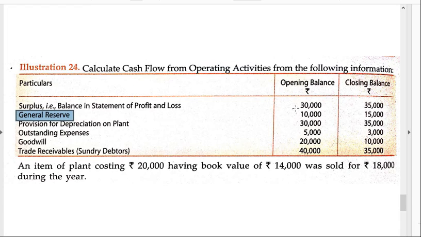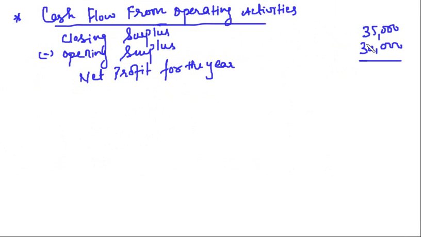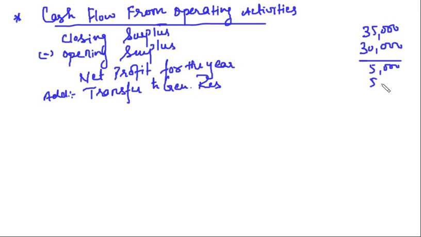See the amount. Opening balance was 10,000, closing is 15,000. That means during the year you have transferred an amount of 5,000 to reserve, right? Sorry, this comes to 5,000. Then we will add back transfer to general reserve. How much? 5,000.